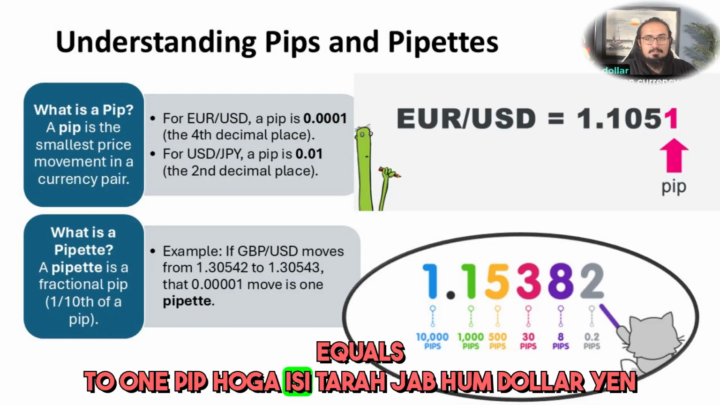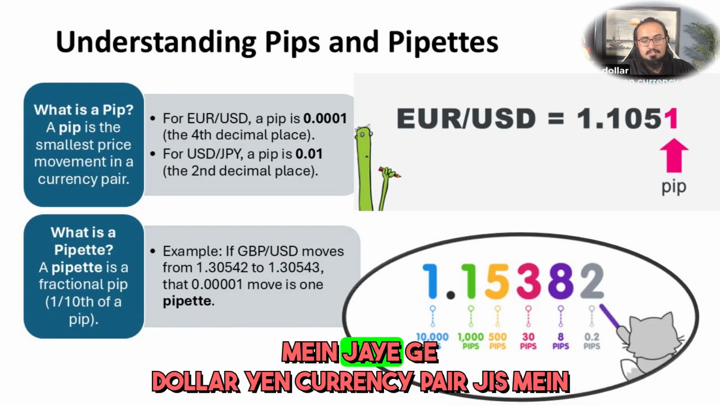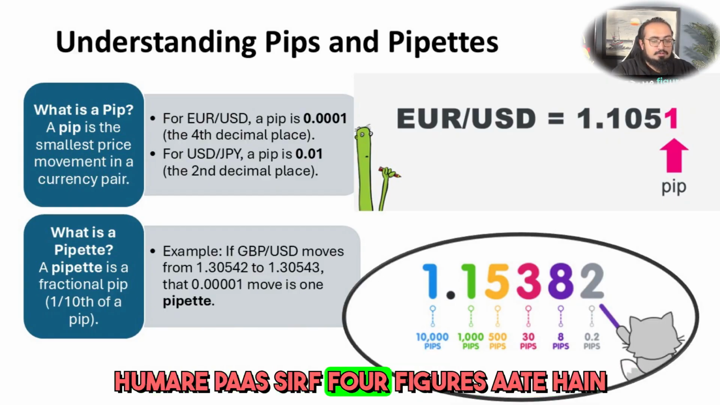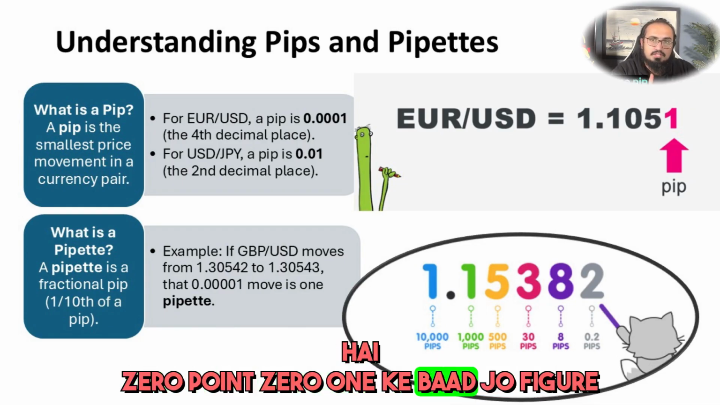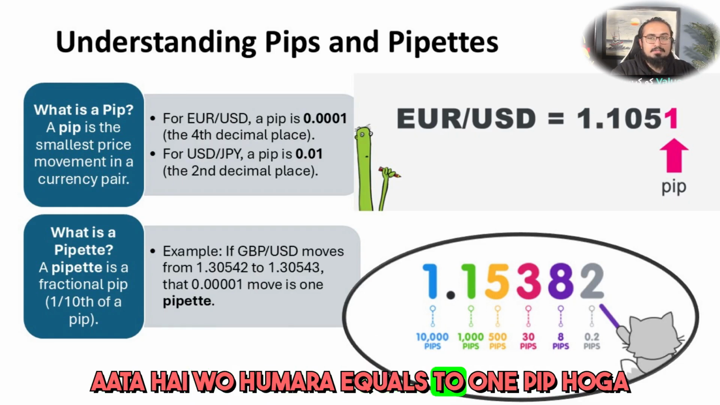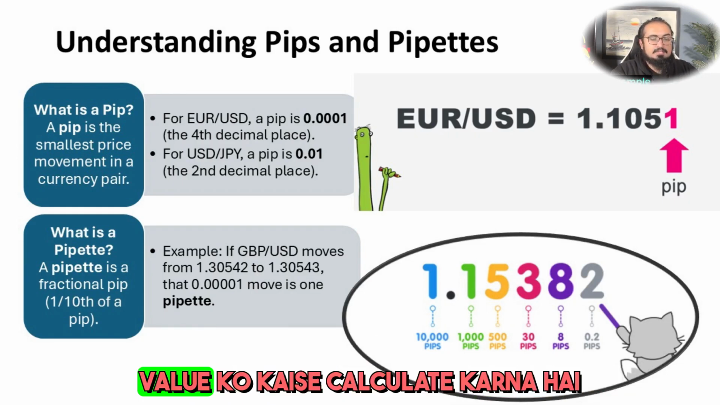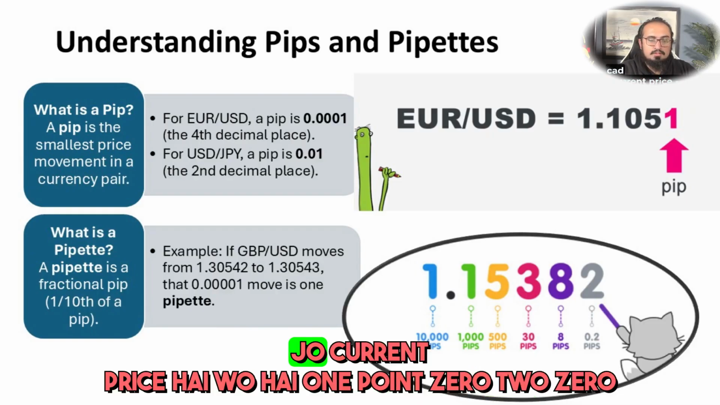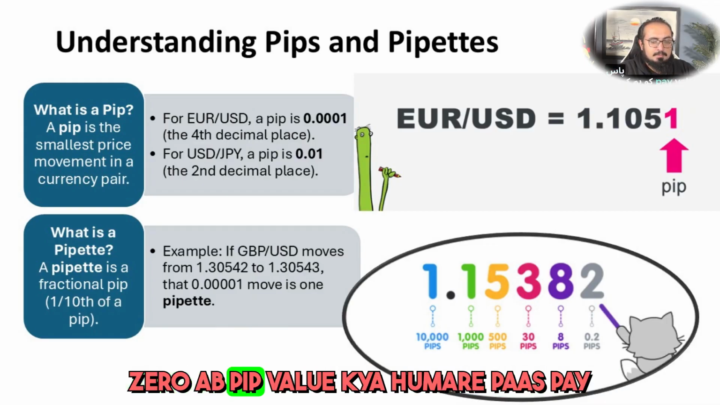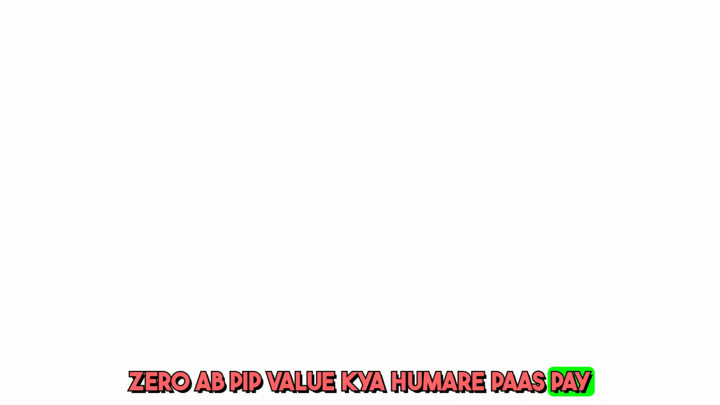Similarly, USD/JPY is a currency pair in which we only have 3 digits. So in that figure, the second decimal place, the figure that comes after 0.01, is equal to 1 pip. Now, how to calculate the pip value? For example, USD/CAD, the current price is 1.0200. Now, how will we calculate the value?